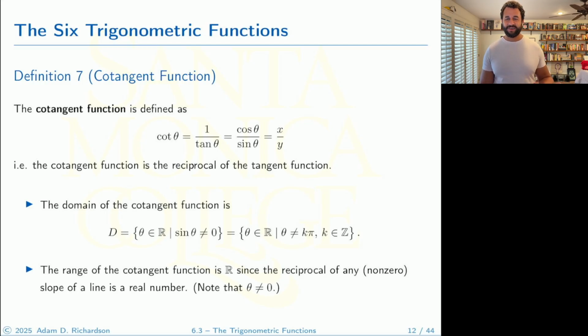When is sine of theta equal to 0? I'm not going to go back this time. We have to cut out all of the integer multiples of pi. So the domain of cotangent is everything except integer multiples of pi. Okay? Now the range, so again, this is what's interesting. The range is all real numbers again, because the reciprocal of any non-zero slope is still a real number, right? Still a real number. Note that theta can't be 0. So that means any slope of a line, we can reciprocate it, as long as it's not vertical, right? And we'll be okay. So the range of cotangent is also all real numbers.